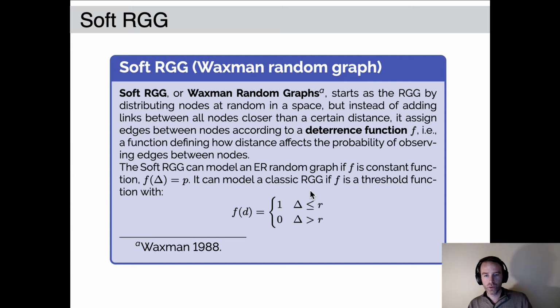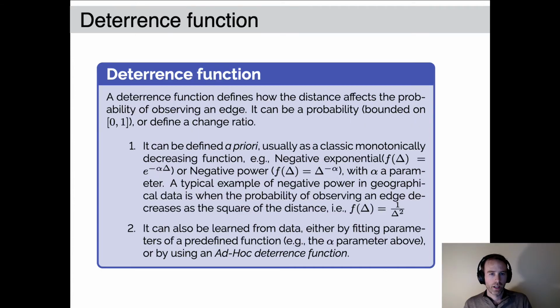If I choose a deterrence function f which is defined such that the value is 1 if I'm below a threshold, and it's 0 if I'm above a threshold, then you see that this model will actually be equivalent to the one I just introduced before, the RGG random graph.